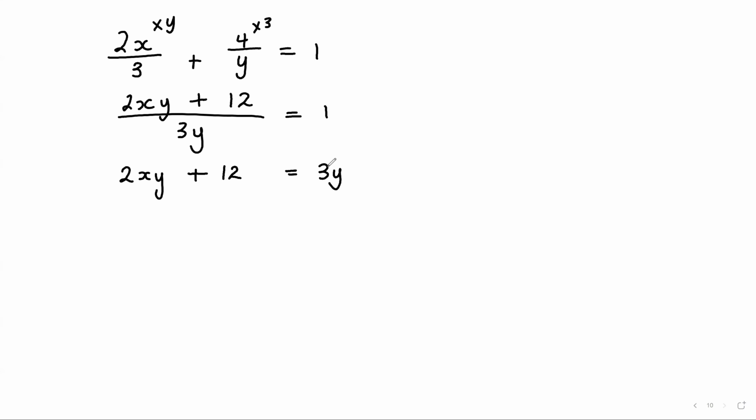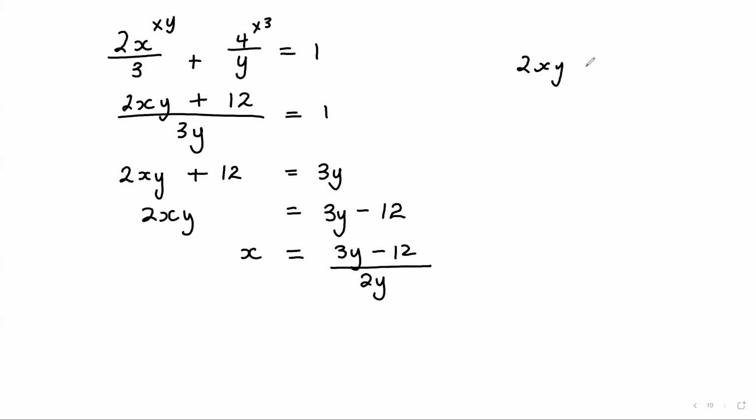All right. So then 2xy is equal to 3y take away 12. And therefore x would be equal to 3y minus 12 divided by 2y. This is the answer, girls. Remember that 2xy literally means x times 2y. So if you want to get x by itself, you could just divide by 2y. So that's why I moved 2y to the other side by dividing by it.